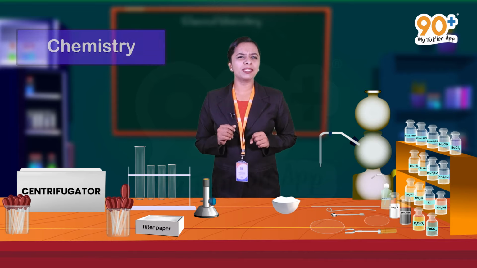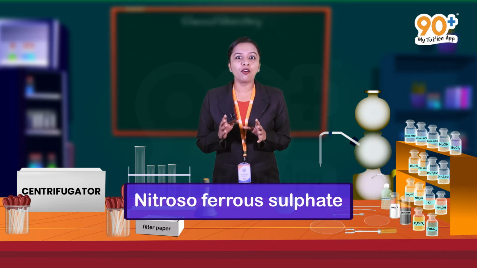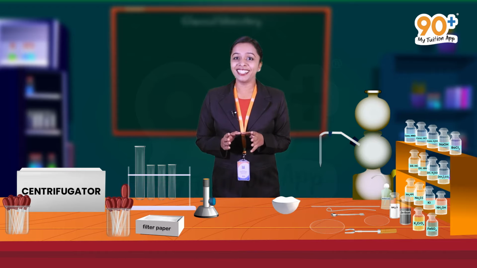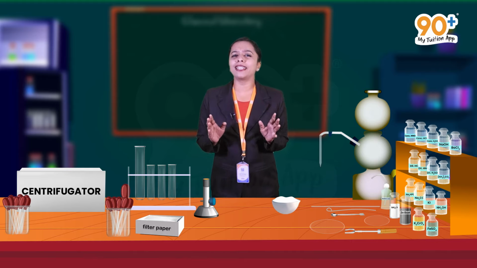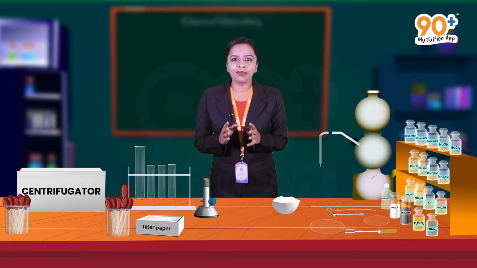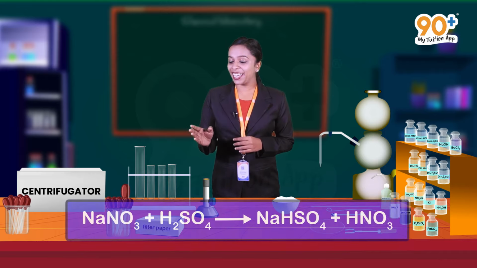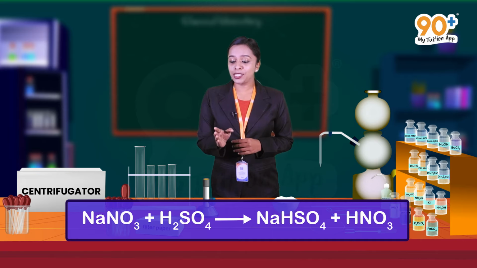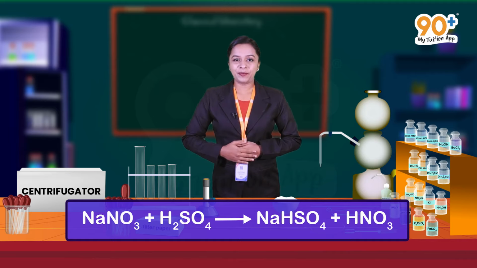Then what about the chemistry behind this? Well, the brown ring is formed due to the formation of nitroso ferrous sulphate. Here, the nitrate ion present in the given salt reacts with concentrated H2SO4 to form nitric acid. And the chemical equation is NaNO3 plus H2SO4 gives NaHSO4 plus HNO3.